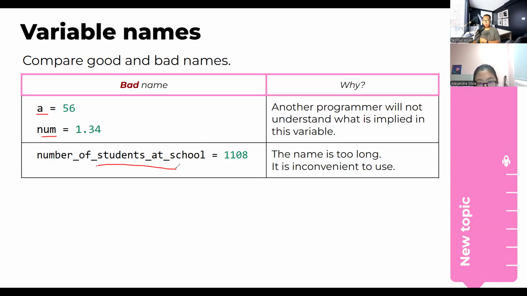In Python, the variable names are maybe all about one or two words. That's enough. So don't make it too long.